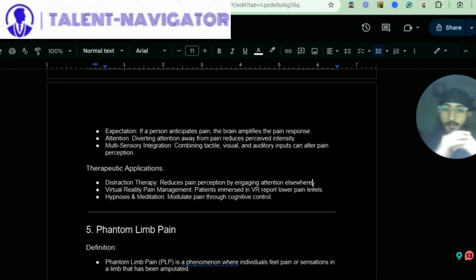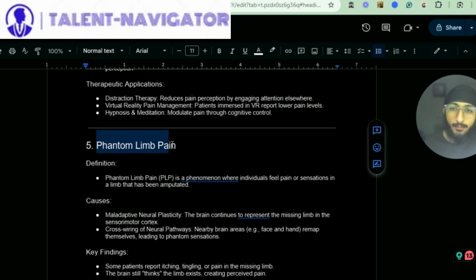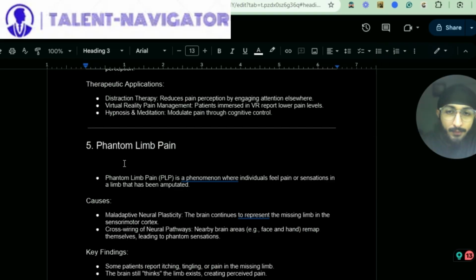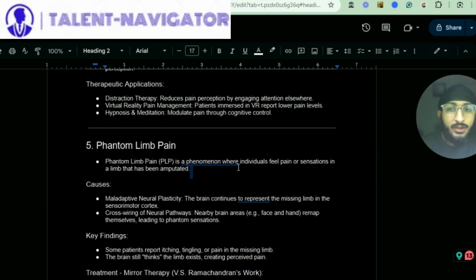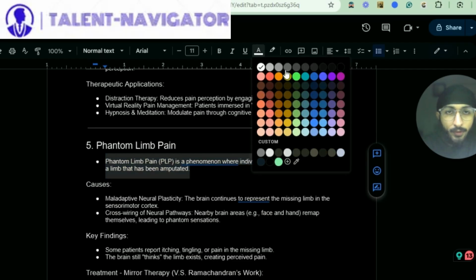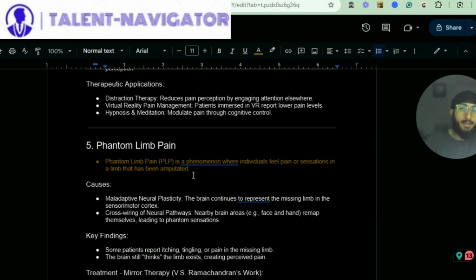Now, virtual reality pain management. Patients immersed in VR report lower pain levels because their attention is diverted from the pain. And hypnosis and meditation modulate pain through cognitive control. Then we have phantom limb pain. Phantom limb pain, or PLP, is a phenomenon where individuals feel pain or sensations in a limb that has been amputated. So in a limb which has been amputated, they feel pain there.